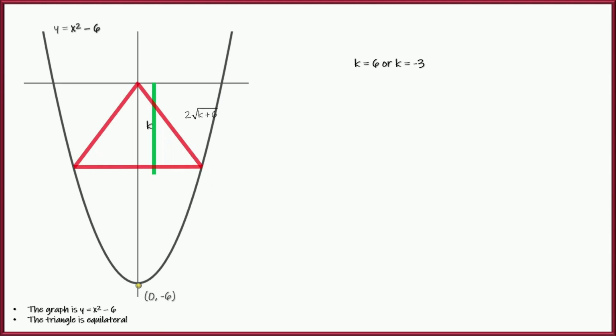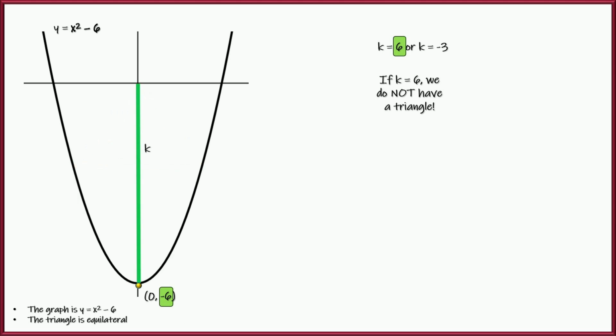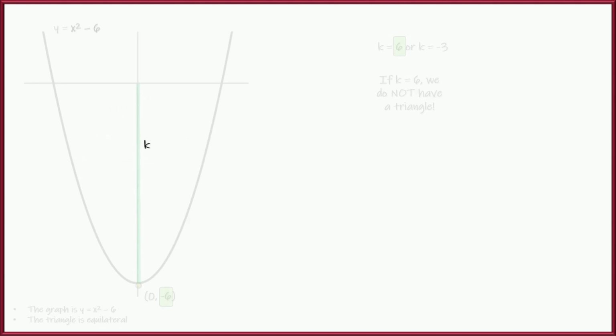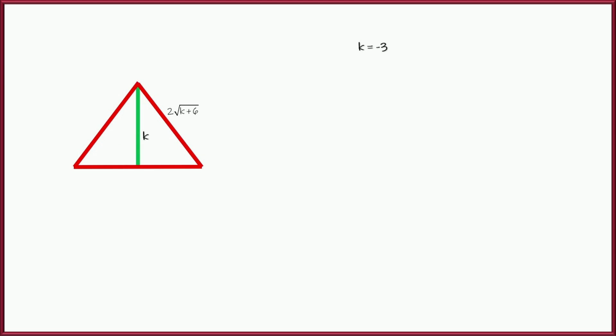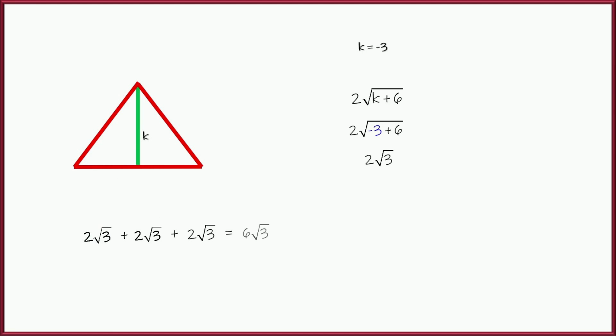All right, so let's go ahead and put our whole picture back together right here. Here's what we've got. k is either equal to 6 or negative 3. How do we know which one? Well, let's take a look at the 6. If k equals 6, that means that this horizontal side would be all the way down here, and that would leave us without a triangle at all. So k can't be 6, so k must be negative 3. Then all you've got to do is plug negative 3 in, and you get 2 root 3 is what each side of this equilateral triangle equals. So the perimeter, the three sides added up. Boom, we're done. 6 root 3.